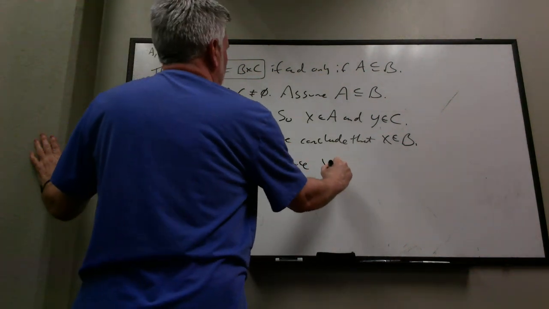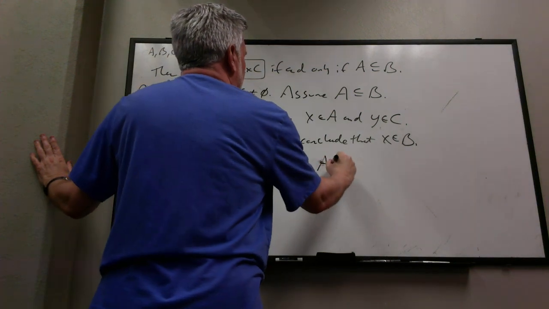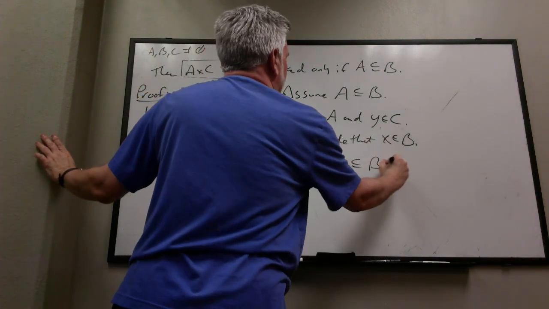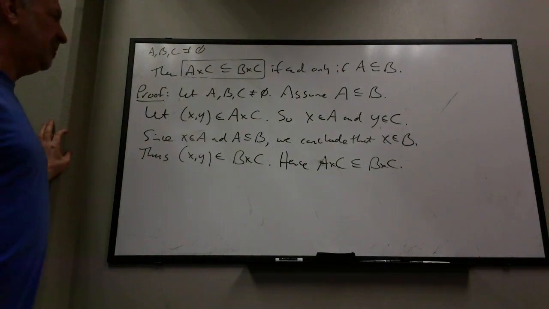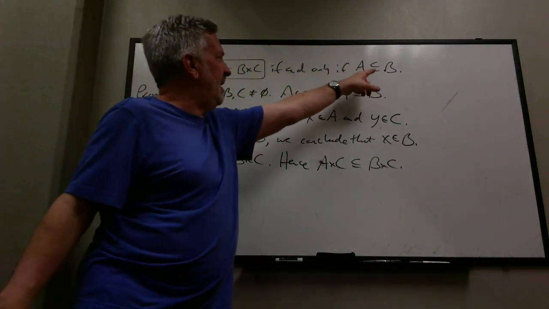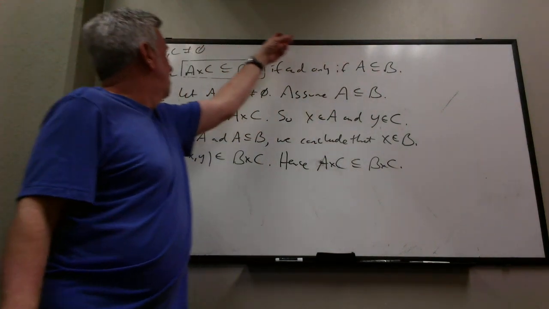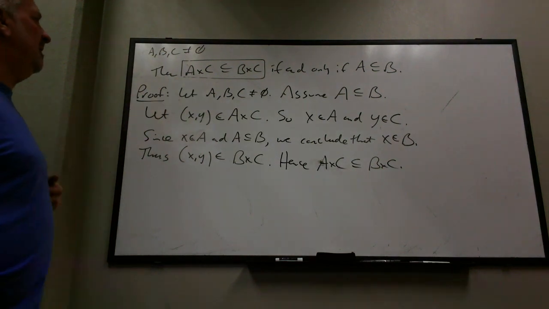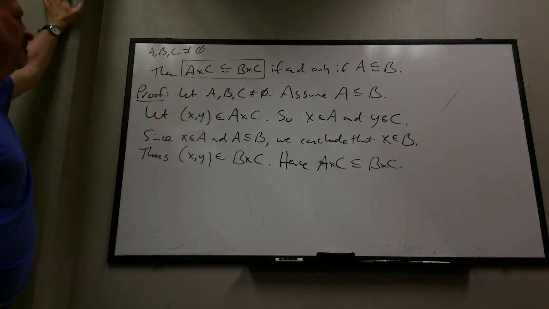Hence, A cross C is a subset of B cross C. Okay, so we're halfway through. So that was: assume A is a subset of B, show that A cross C is a subset of B cross C. I'm not sure where we use the empty set here, the non-empty.